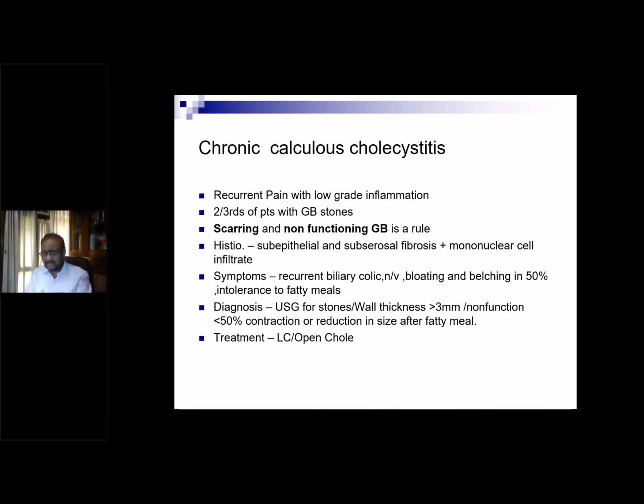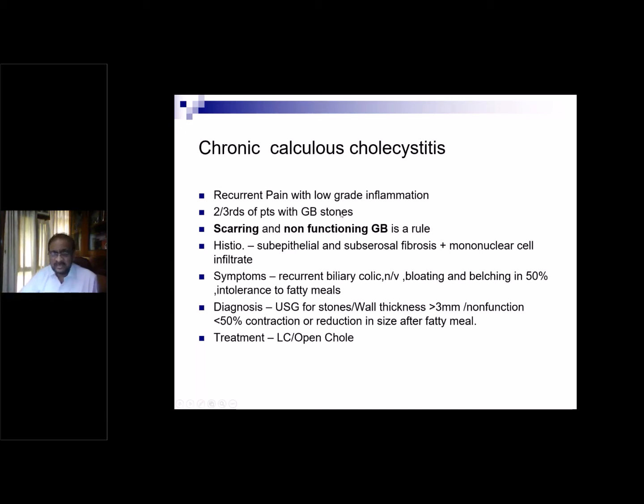Right? Now coming to the next group, and that is chronic calculous cholecystitis. We talked about the acute, we talked about the variants of acute. Now what about chronic calculous cholecystitis? Nothing much to tell you about this. This is a very small group, as far as the discussion is concerned. Recurrent pain with low-grade inflammation. Two-thirds of the patients have gallbladder stones. One-third may still be there without stone. So one-third of them could be acalculous.